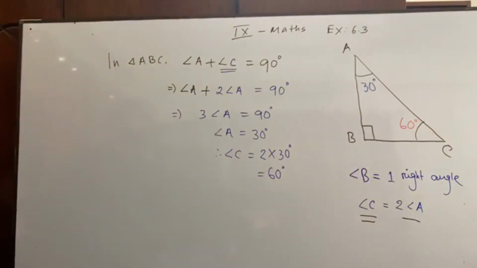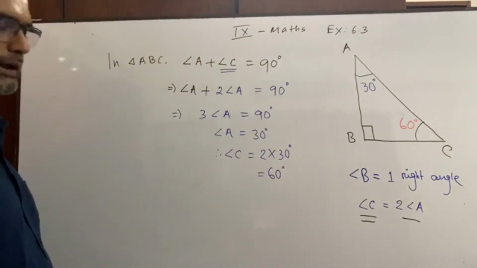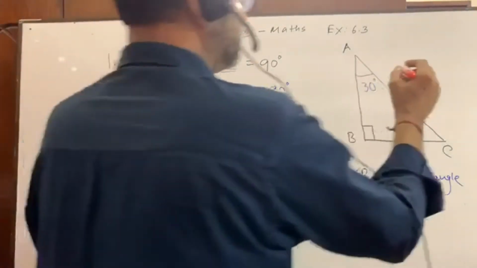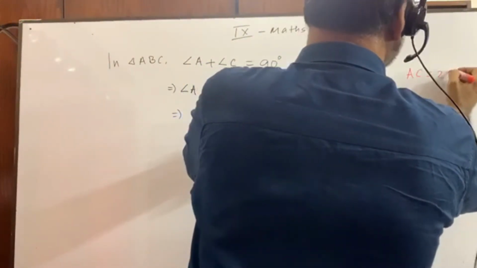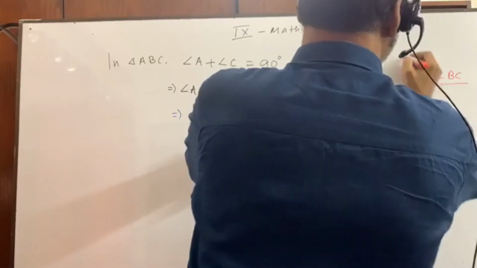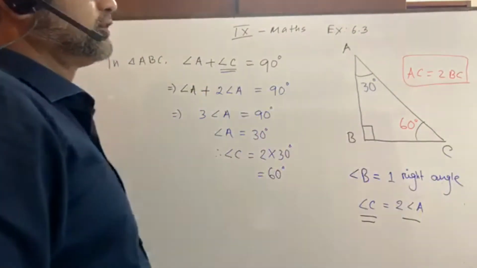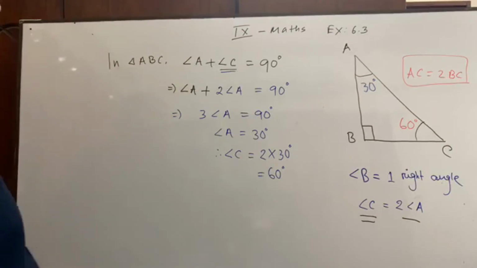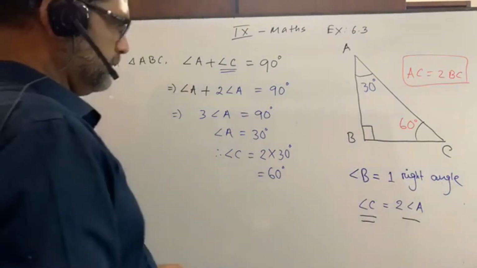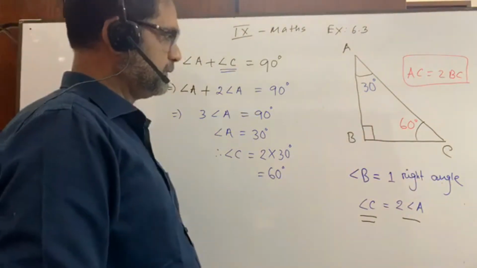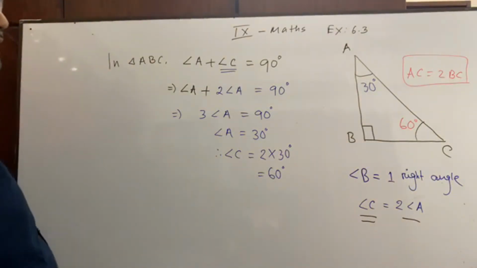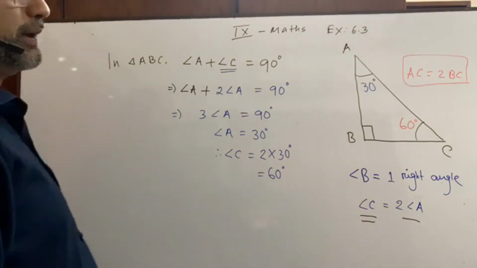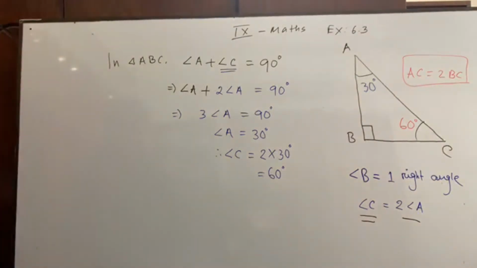Okay, in this question, you know what is to prove? In this question, we have to prove that AC equals to twice BC. We have to prove this. That's good. Now, please let me know, what is AC here? In this math, AC is the hypotenuse.